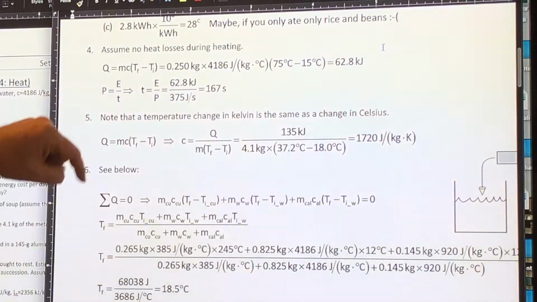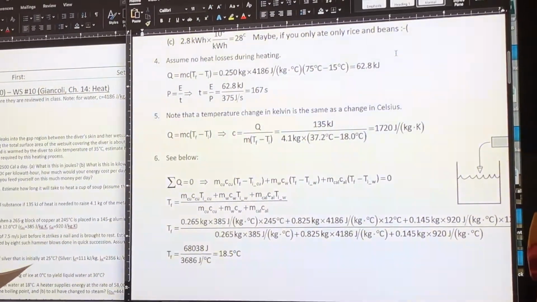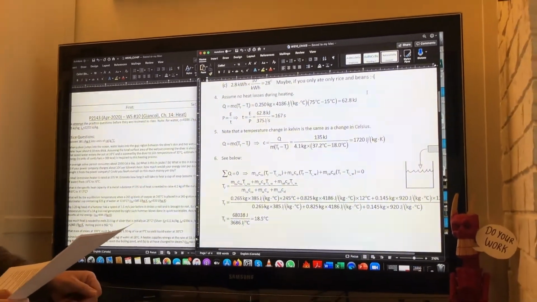Power is energy over time. Time is energy over power. We throw the numbers in, about 167 seconds, which is what, about 3 minutes to heat up the soup. Okay.